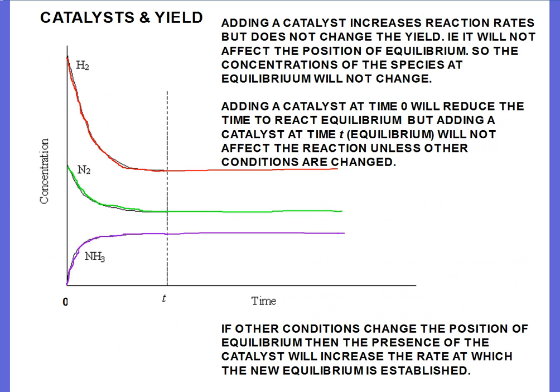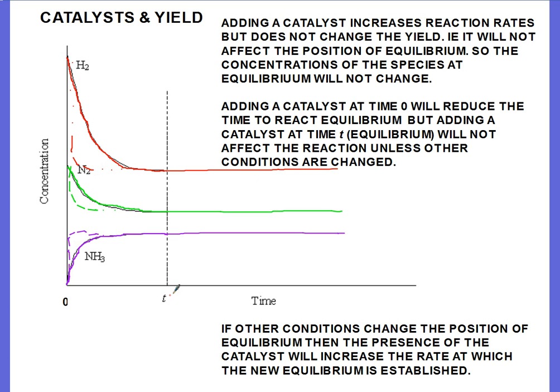So adding a catalyst at time 0, if we start this reaction again adding a catalyst, what's going to happen is the reaction is going to happen much faster. We'll reach equilibrium much quicker. It'll come to the same position of equilibrium in a very short time. So all these curves will be much steeper to reach equilibrium. But note, they all come to the same position. It does not change the position of equilibrium. Catalysts do not affect the yield.